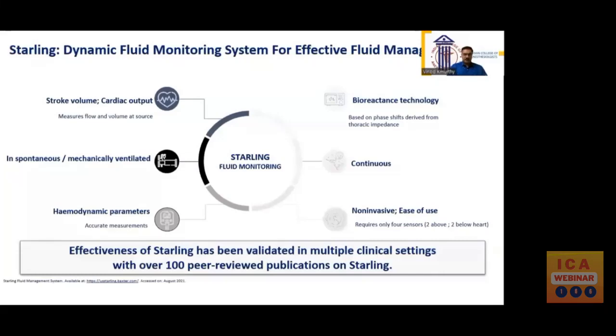Coming to the literature and studies monitoring the effectiveness of Starling, there are several studies, more than 100 peer-reviewed publications on Starling, and the effectiveness of this machine has been validated in multiple clinical settings. And barring a few studies, most of the papers have shown that the Starling monitor exhibits a reasonable accuracy and reliability in measuring the cardiac output and the fluid responsiveness.